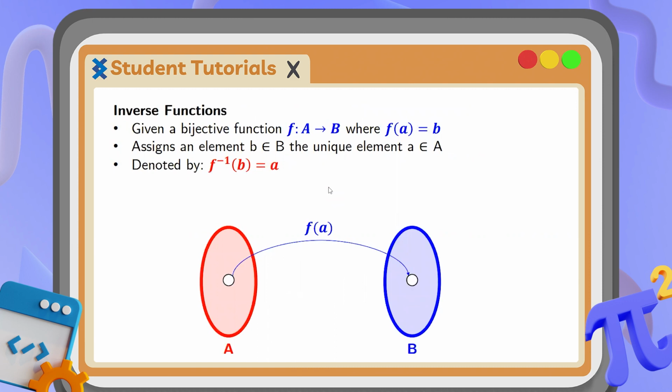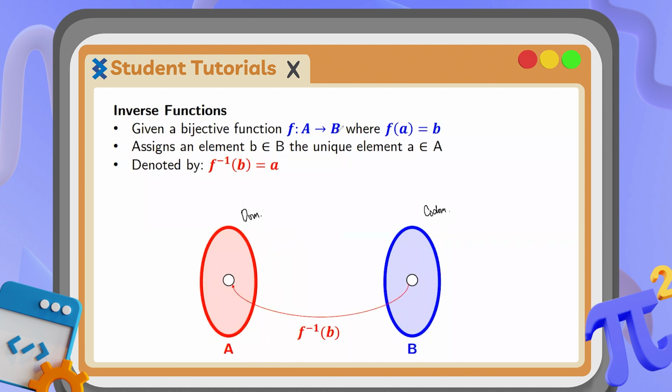So let's define inverse functions. First, given a bijective function f, which maps from A to B, where f of a is equal to b, it assigns an element b to the unique element a in the set A, denoted by the inverse function f inverse of b equals a. So our previous examples show that this is our codomain A, actually not codomain, I'm so sorry. This is the domain, mapping to the codomain using the function f with a as our input to some value in B.